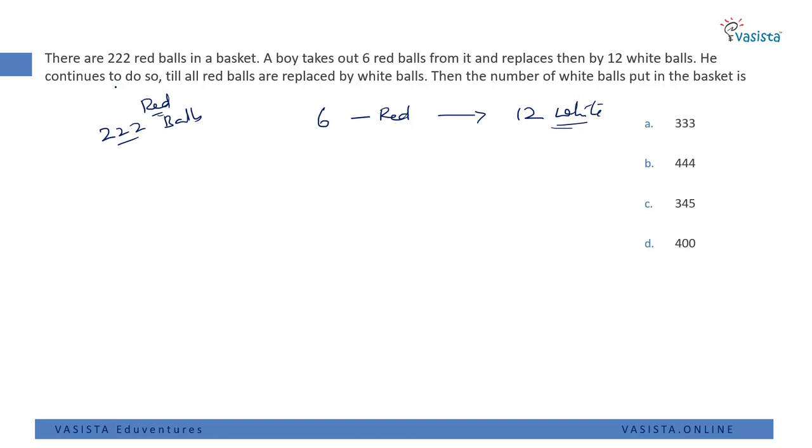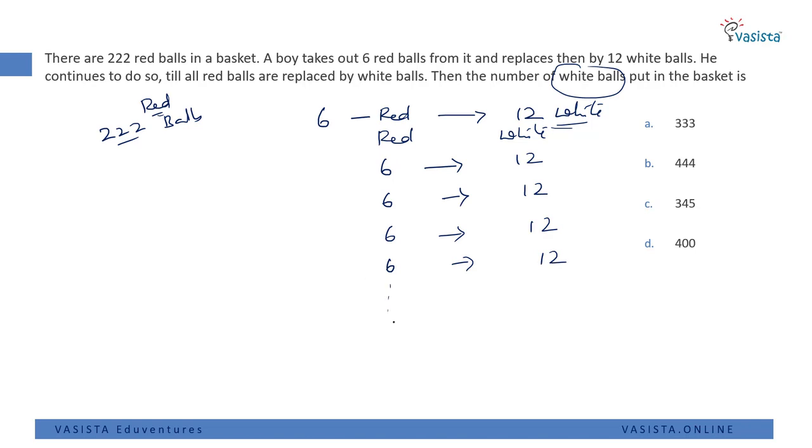So he continues to do so till all red balls are replaced by white balls. Then the number of white balls put in the basket is, we are supposed to find the total number of white balls. So now take a series here: 6 red balls, and he is going to place 12 white balls. Again he removes 6, again 12 white balls, 6, 12. Now just stop it here; it continues till all red balls are replaced by white balls.